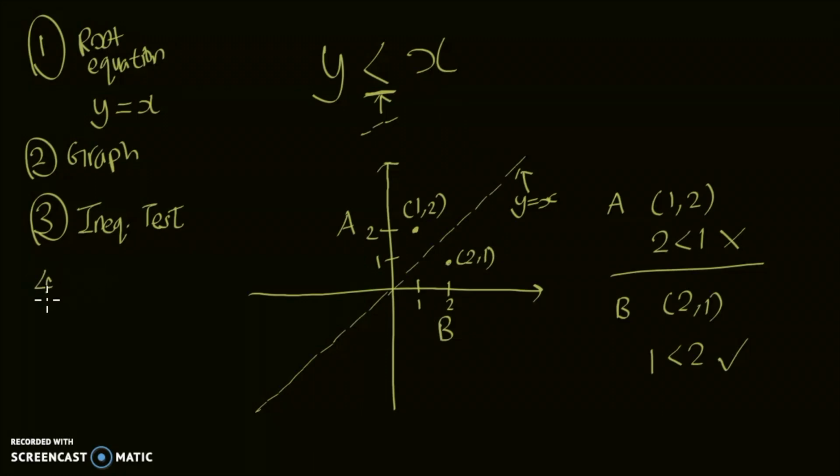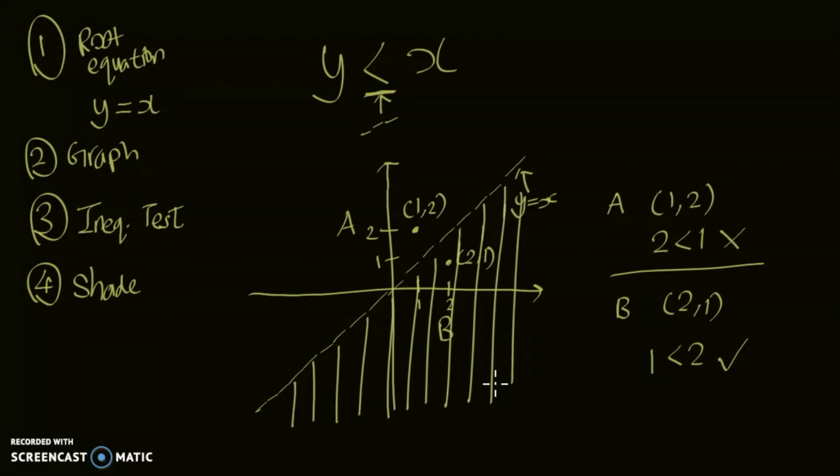So step 4 would be to shade. After the inequality test, we've decided which portion satisfies the inequality, and we just shade that portion. Okay, we have clearly indicated which portion. Now let's move to a more complex inequality.